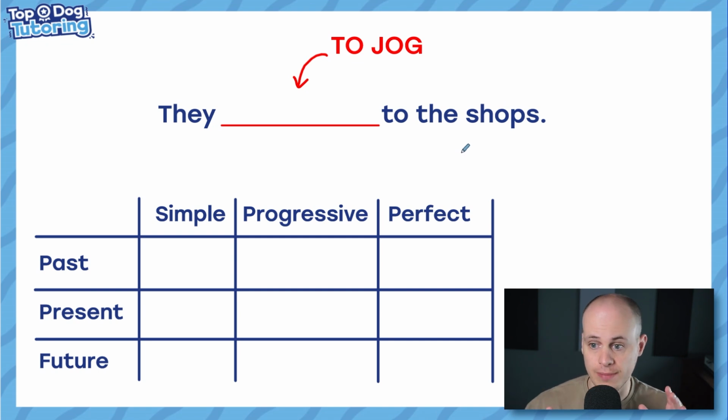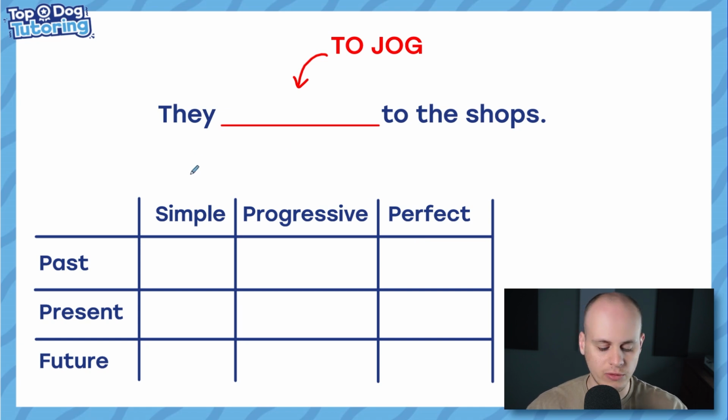Now, this time, as you can see, I have given you the verb, which is to jog. Or I've given you the base verb, and I want you to have a go at putting it in all 9 of these places. So I want it in the past, present, and the future, the simple version, the progressive version, and the perfect version. Hopefully using what you've learned along the way to help you.